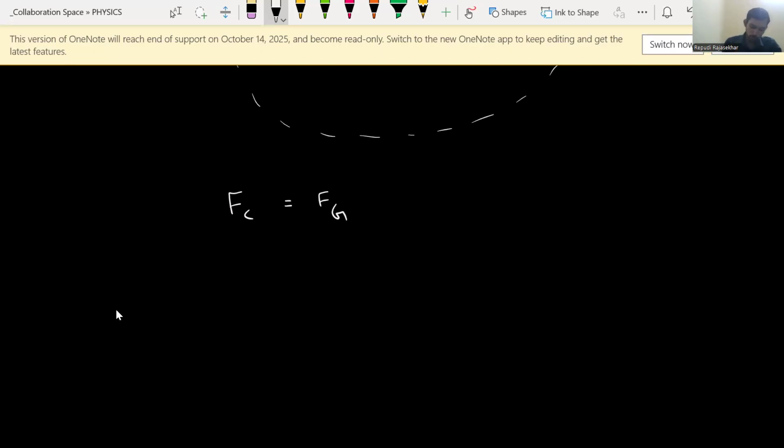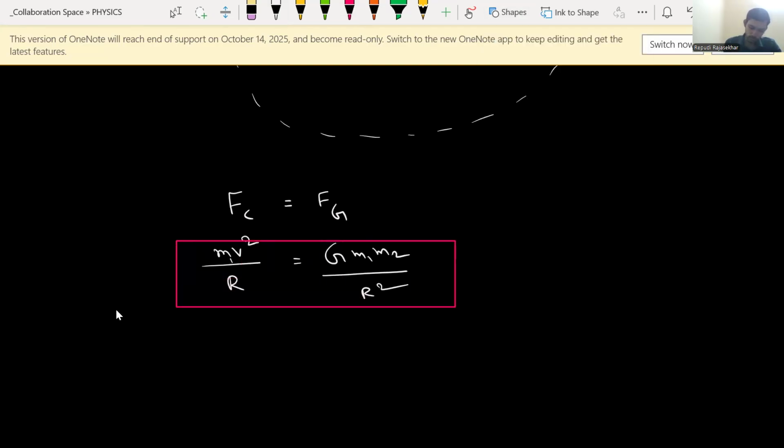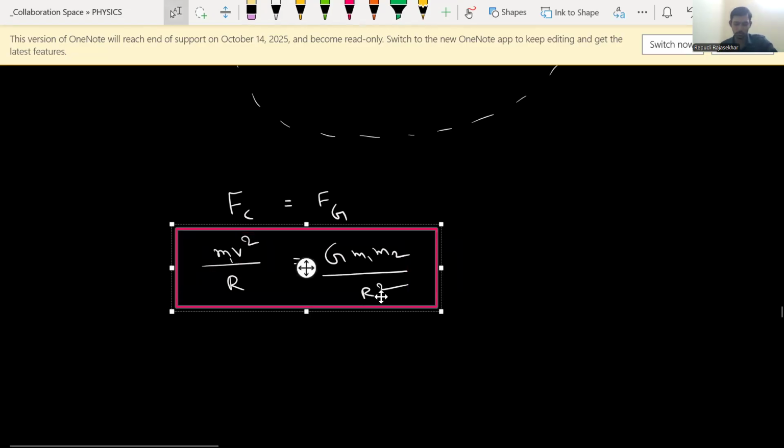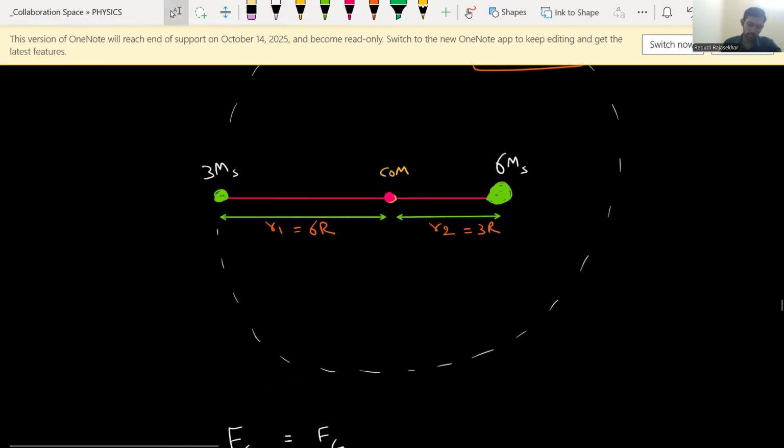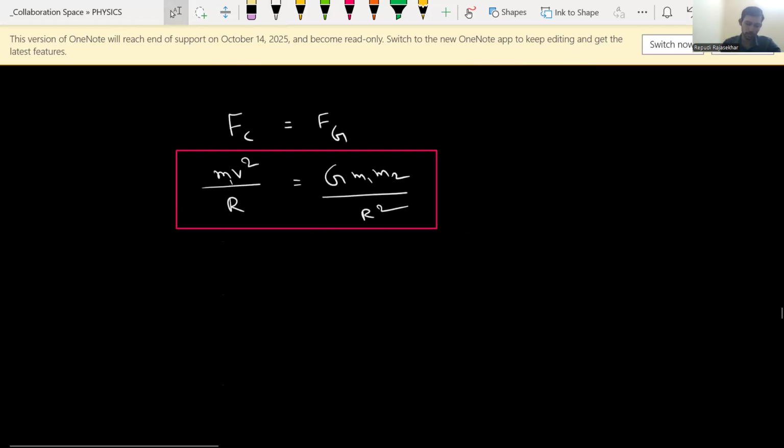So the centripetal force formula, the general formula I am writing first of all: mv square by r equals G into m1 m2 divided by r square. This is the general formula, right? Now we will apply this formula for solving this question also. Which particle am I analyzing first? Let us take the 3m particle revolving around the center of mass.